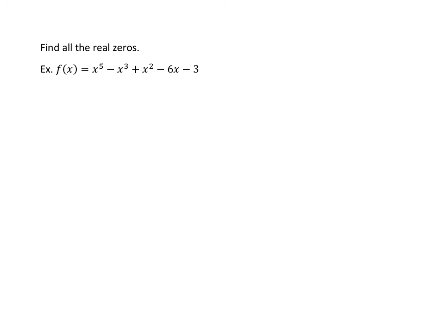One more to practice your factoring. Or this one you cannot factor. 5 terms, nothing in common. So we're going to have to rely on our calculator for this one.